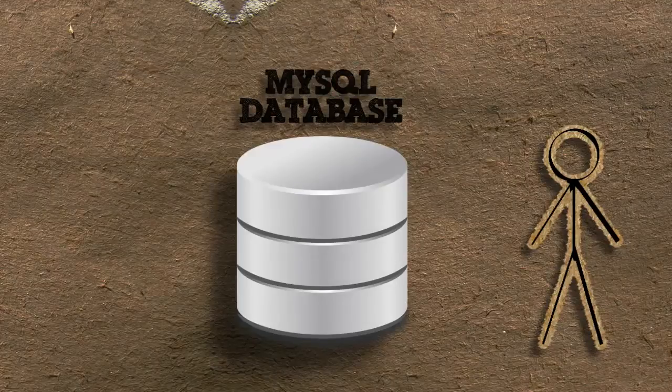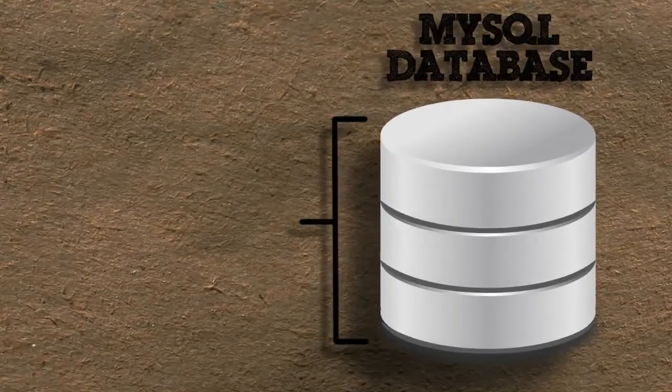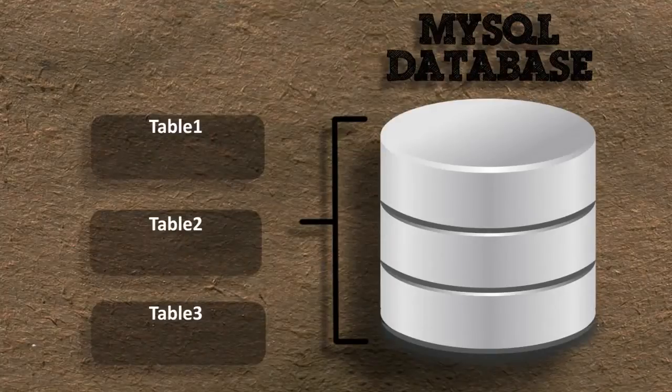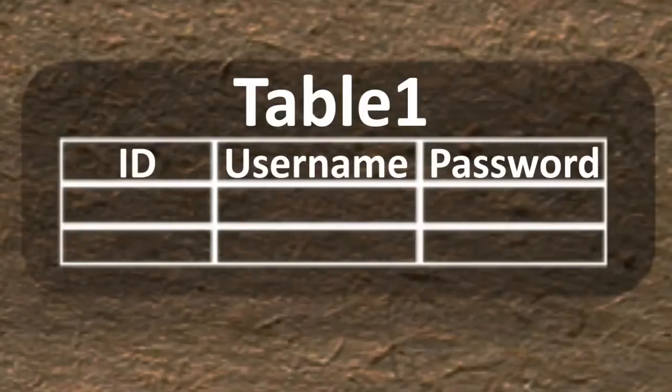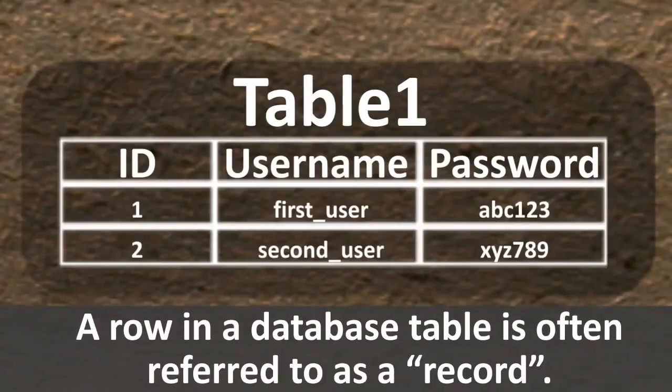Here's a brief rundown of how a database is structured. Inside your database will be a list of data storage objects called tables. The data within each table is then categorized by columns and stored in rows or records.